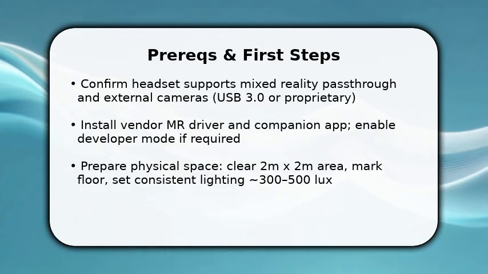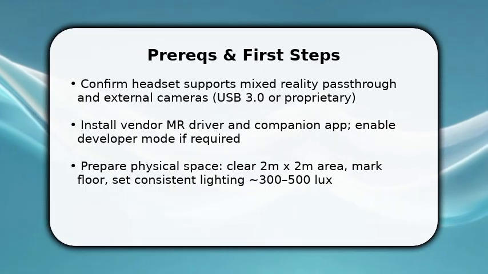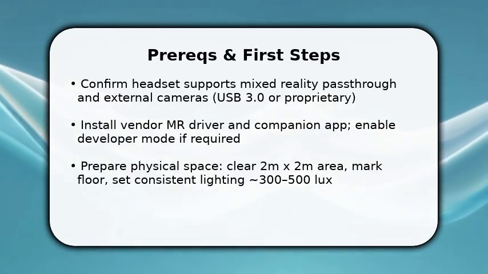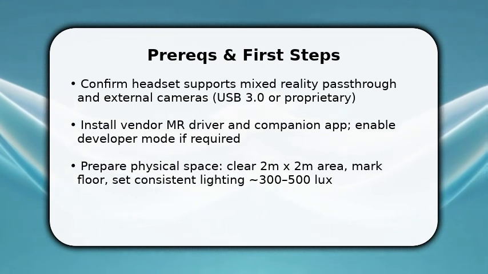Then prepare a clear 2 meter by 2 meter area with consistent lighting around 300 to 500 lux and mark floor boundaries. These actions save time and reduce tracking errors later.